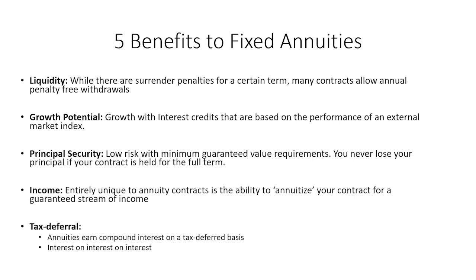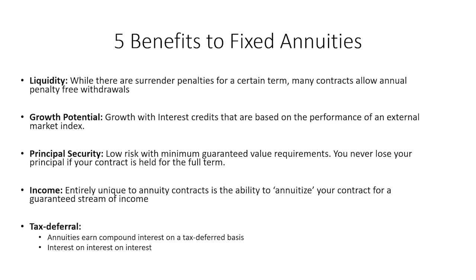The second benefit here, growth potential. Folks, the growth potential of annuities is outstanding. Growth with interest credits based on the performance of an external market index. What are we talking about when we say that? We're talking about fixed indexed annuities. You have a lot of growth potential to work with the market, but of course, not take any of those drops in a down marketplace.